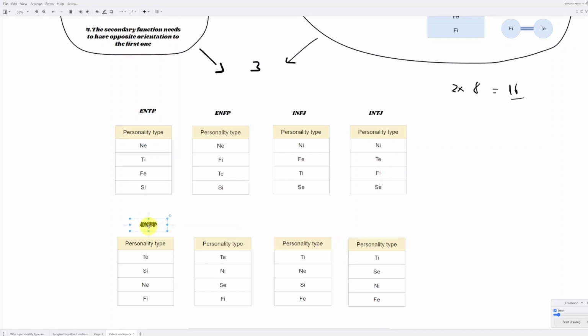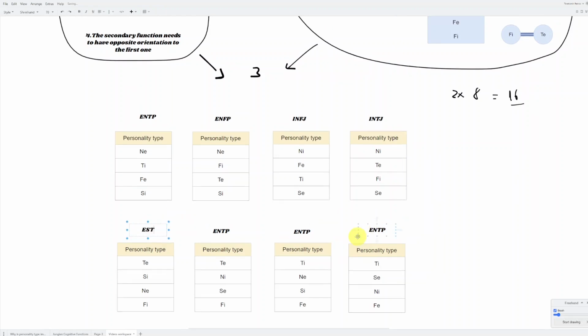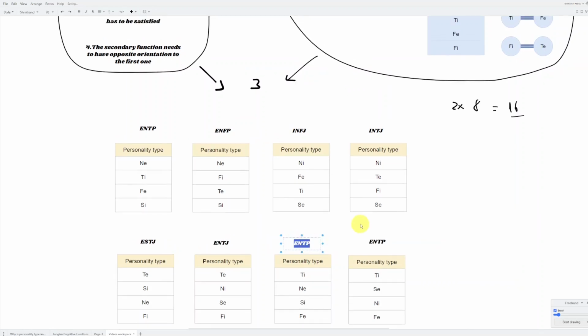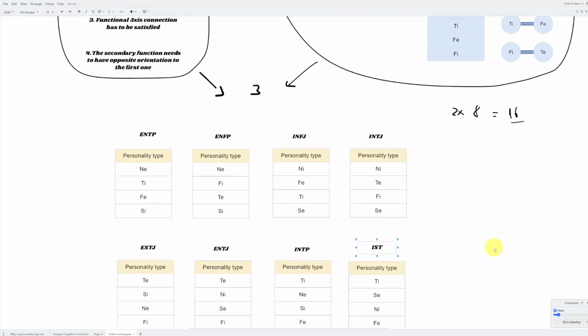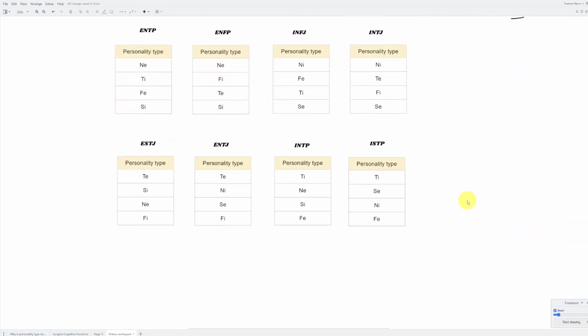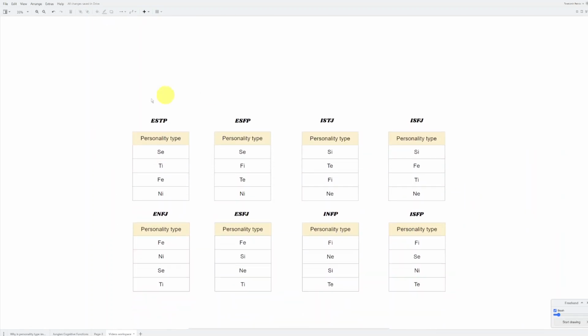And which are those types? Those types are going to be, let's see, this is the ESTJ, this is the ENTJ, this is the INTP, and this is the ISTP. Okay, these are 8 of the types. I won't do the rest of the 8. You can try them yourself as an exercise, but I have them here at the bottom. This is the result, the correct combinations for the 8 left.